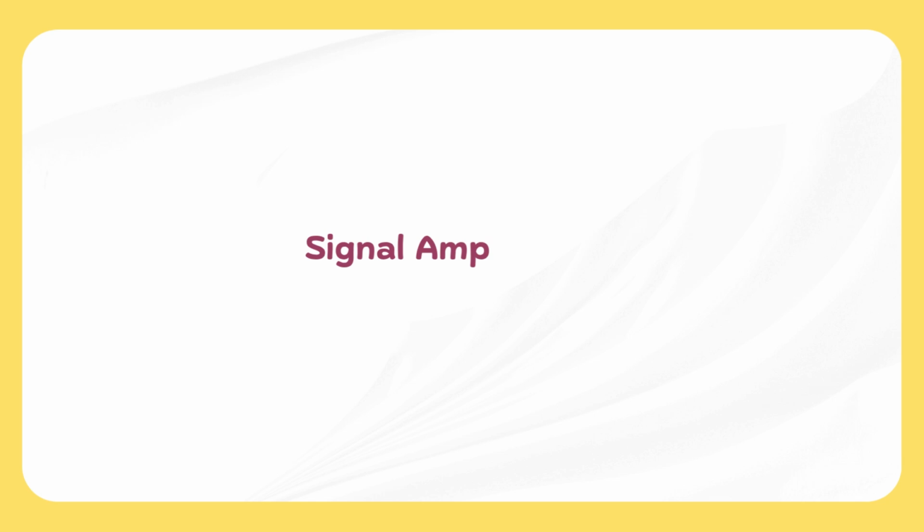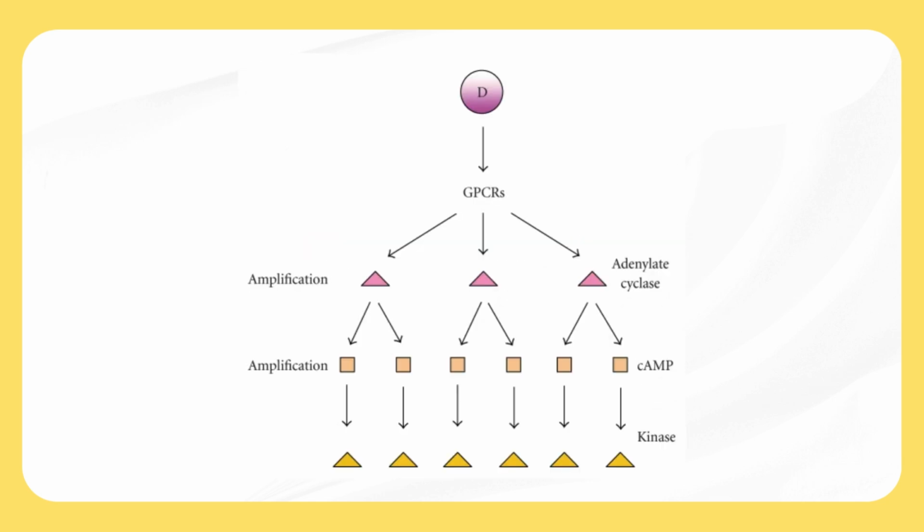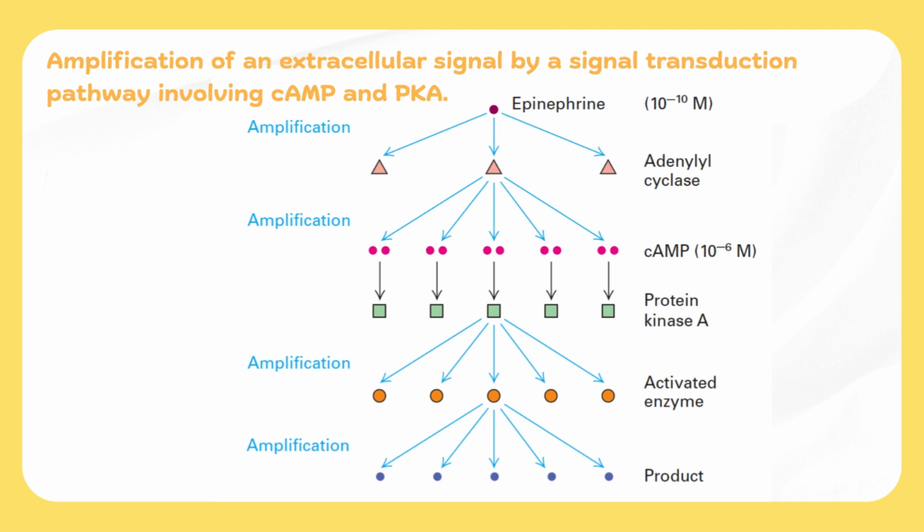The answer lies in signal amplification, a brilliant strategy that cells use to multiply a signal at every step of the pathway. The specific example here is the pathway depicted in this figure. Binding of a single epinephrine molecule to one G protein coupled receptor induces activation of several molecules of adenylyl cyclase, the enzyme that catalyzes the synthesis of cyclic AMP, and each of these enzyme molecules synthesizes a large number of cAMP molecules, the first level of amplification.